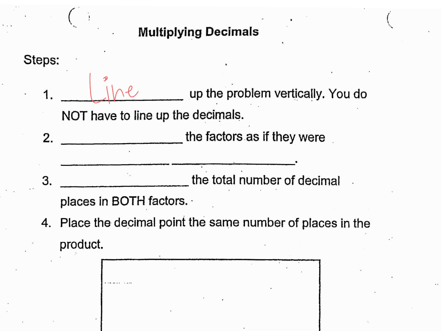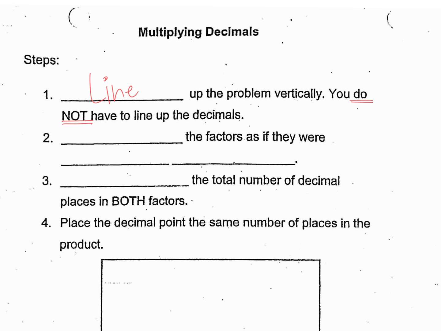Line up the problem vertically. You do not have to line up the decimals. We do not line up the decimals. When you're multiplying with decimals, you do not have to line them up. What you want to make sure you're lining up are the digits. Okay, you're going to completely ignore the decimal in the very beginning.